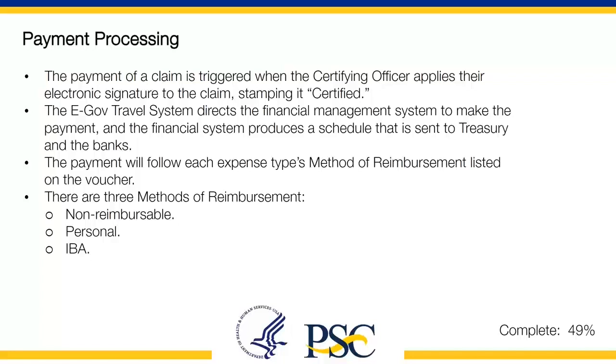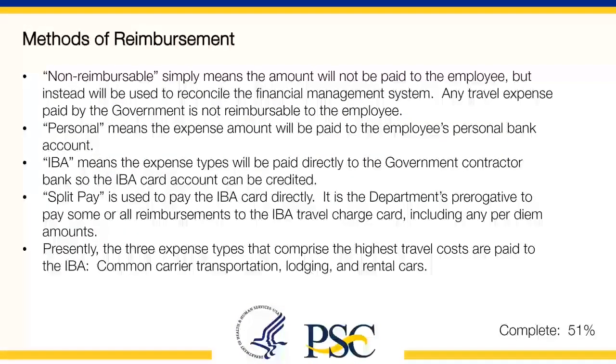The payment will follow each expense type's method of reimbursement listed on the voucher. There are three methods of reimbursement. Non-reimbursable. Personal. IBA. Non-reimbursable simply means the amount will not be paid to the employee, but instead will be used to reconcile the financial management system. Any travel expense paid by the government is not reimbursable to the employee. Personal means the expense amount will be paid to the employee's personal bank account. IBA means the expense types will be paid directly to the government contractor bank so the IBA card account can be credited. Split pay is used to pay the IBA card directly.